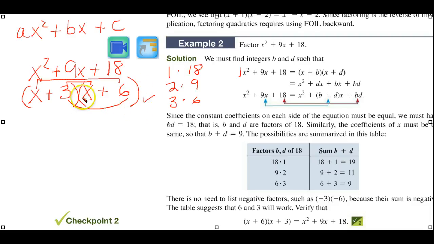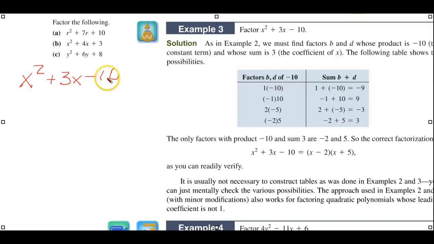And we always check by foiling to see that we get our trinomial. So in example 3, we see that it's in standard form. There's no common factor we can take out of each one. And now we just put two sets of parentheses and undo the FOIL. When our a term is 1, this is easy. This will just be x and x.